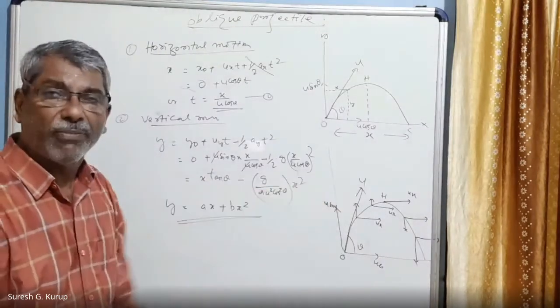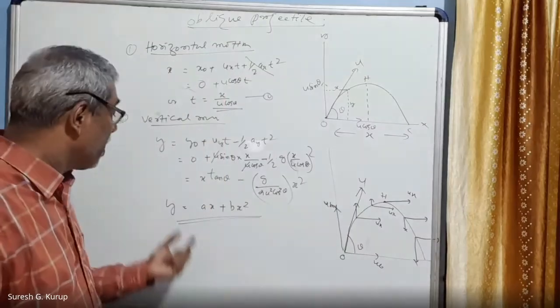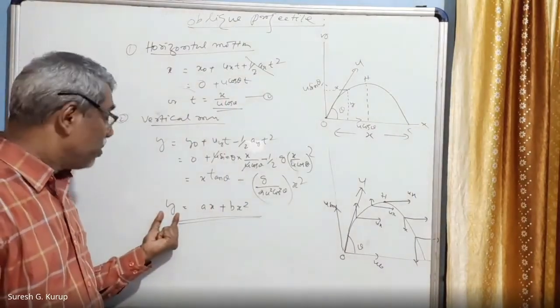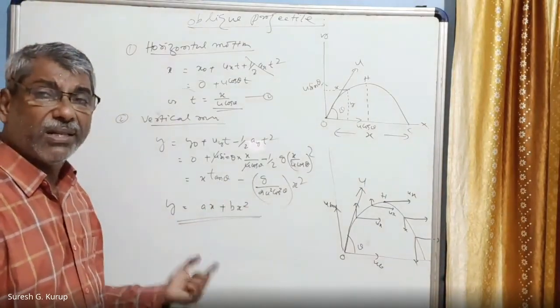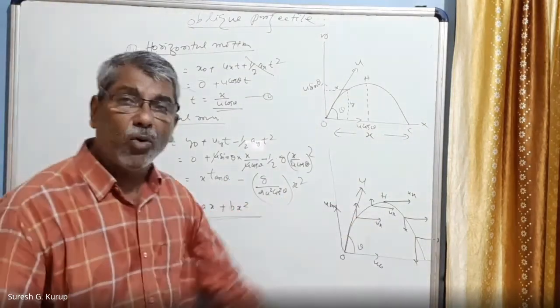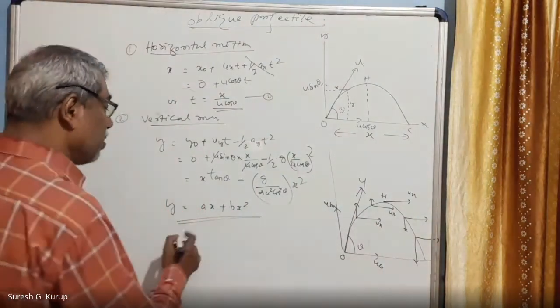That is a total parabola. The other one was a half parabola, right? Am I correct? So here we have y is equal to ax plus bx square. Both equations are matching. Therefore, the trajectory followed by the oblique projectile is a parabola. Hence we can write.